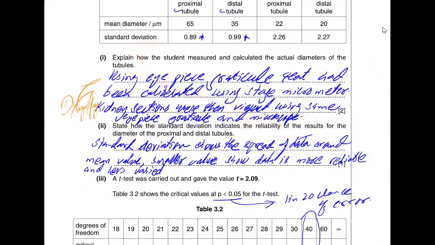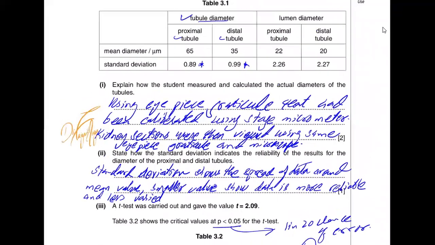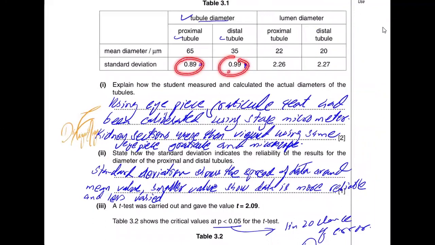You should know that the standard deviation shows the spread of data around the mean value. We'll quote what standard deviation actually tells you. We'll state that. Now, we also know that if the value of standard deviation is small, it shows that the data is more reliable and less varied. So if you compare the values here, 0.89, 0.99, it means that the data is pretty much reliable and less varied for the tubules. But when you compare the lumen diameter, the values of standard deviations are large. When the values of standard deviation are large, it means that the data is less reliable and more varied.